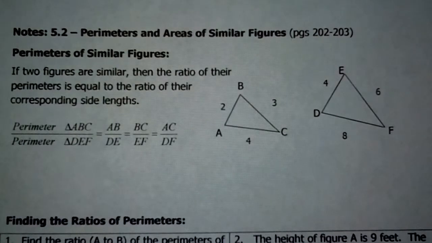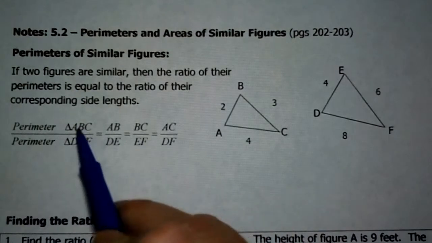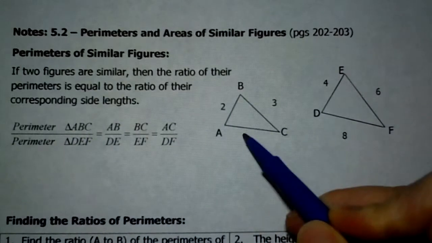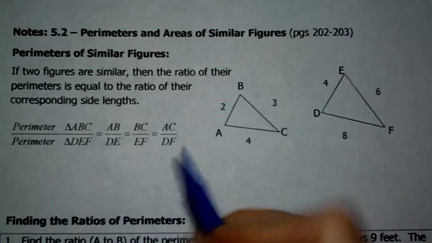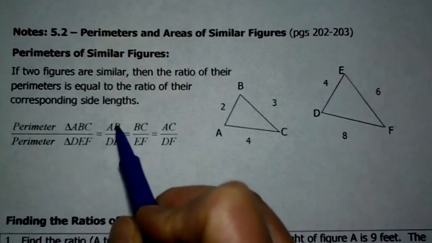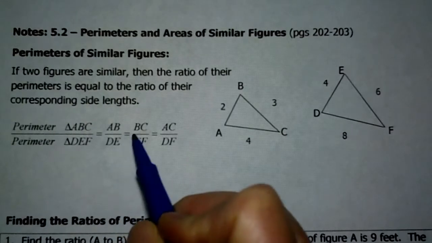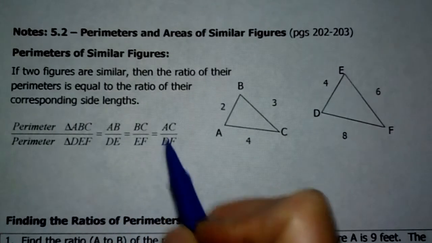Okay, if two figures are similar, then the ratio of their perimeters is equal to the ratio of their corresponding side lengths. The question I'm going to ask you today is to find the ratio of the perimeters in similar shapes. All you need to understand is that the ratio of the perimeters is the same as the ratio of the corresponding sides. So for example, I have the perimeter of triangle ABC compared to the perimeter of triangle DEF. And I'm saying that the ratio of side length AB over DE is equal to BC compared to EF and AC compared to DF.